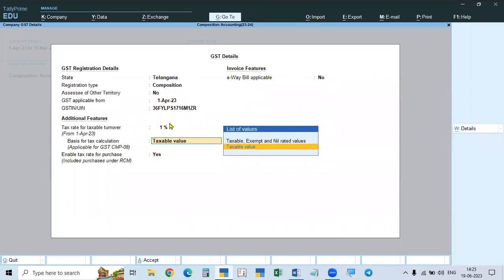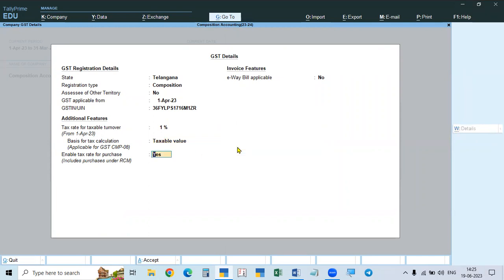So whether the tax rate given is to be calculated only on the taxable goods, the taxable supplies, or on taxable, exempt and nil rated, meaning the total turnover. With traders, the tax is payable only on the taxable value. For others, we have to take the total value, the total sales. So now we are taking 1% as a trader. So we will take the taxable value, and here enable tax rate for taxable.